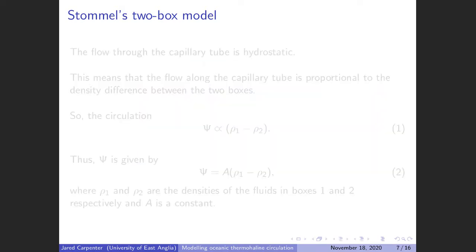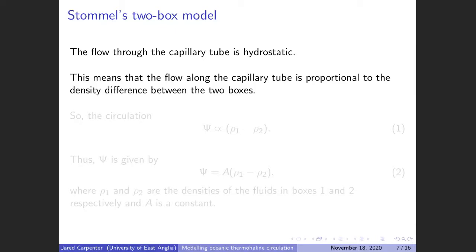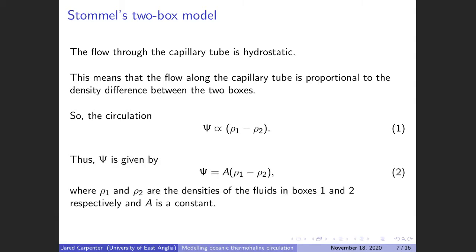Now, some assumptions. We assume that the flow for the capillary is hydrostatic. The velocity for each parcel of fluid is constant over time. This means that the flow along the capillary tube is proportional to the density differences between the two boxes. So in mathematical terms, we've got the circulation proportional to the difference. But as you know, we can write that another way. We can just say it's equal to a constant times it. Call the constant A. We won't worry about that so far because it's going to be absorbed later on into a different constant.